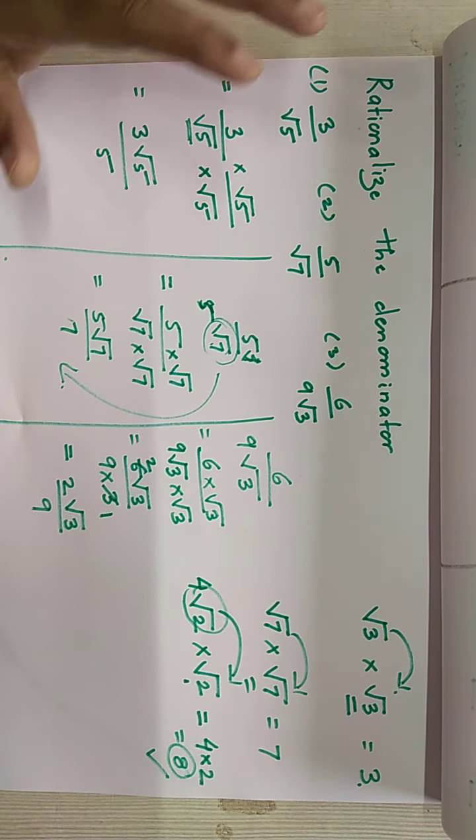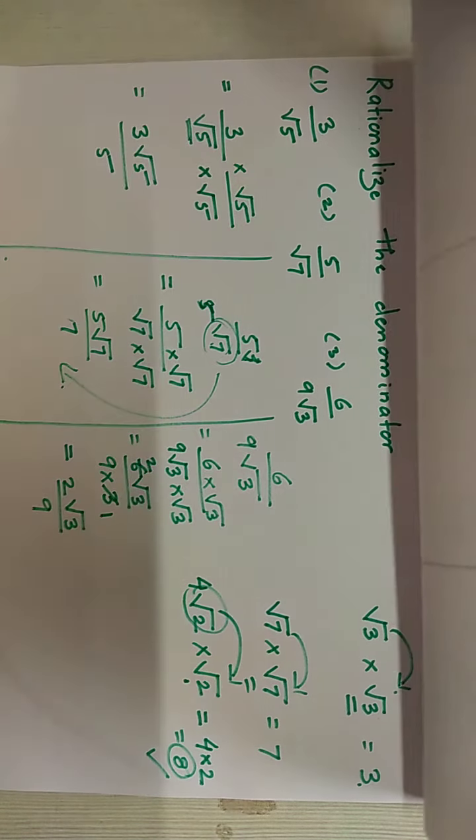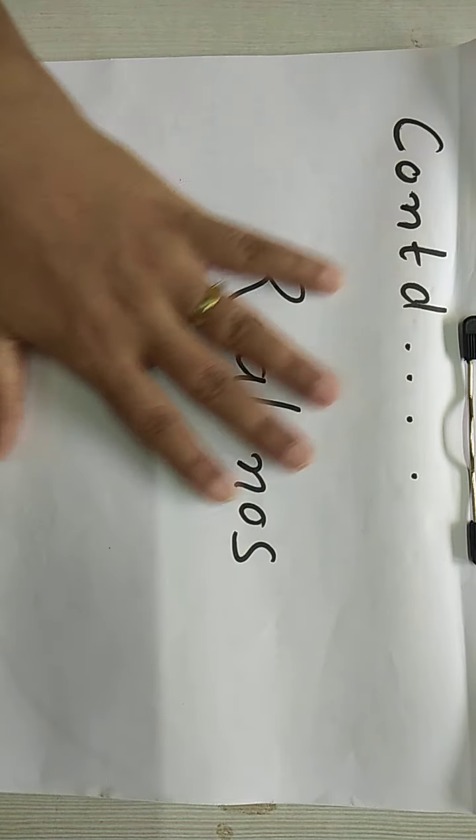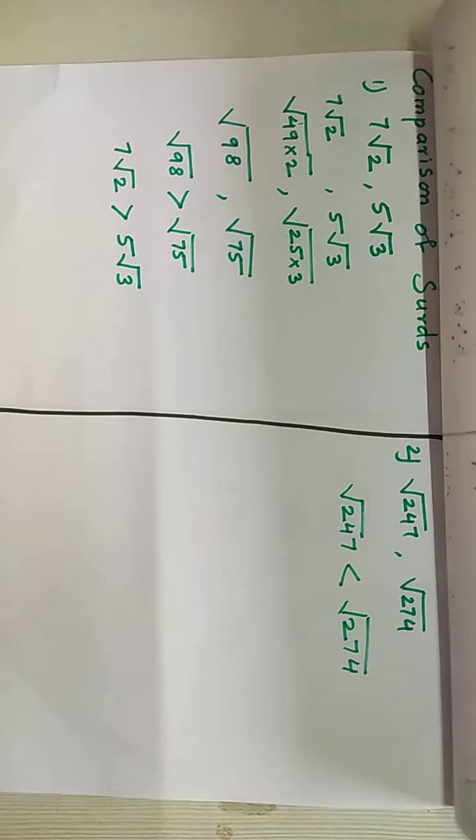Okay, this much we are doing for today, children. Your homework will be to solve exercise number 2.3, which is completely based on the things we did in today's lecture. So see that you solve exercise 2.3 in your notebook, and before starting with exercise 2.3, make it a point to write the definition of surds in your notebook.